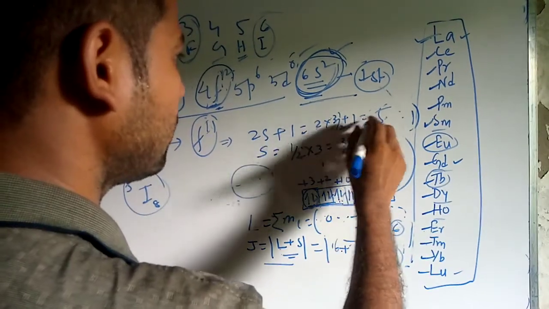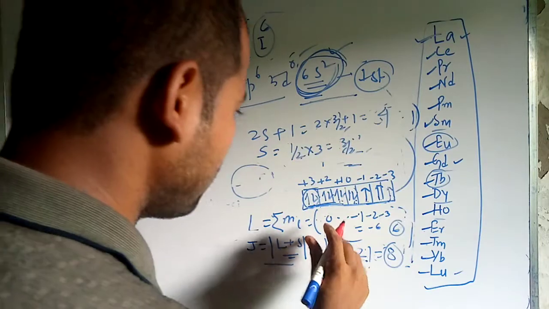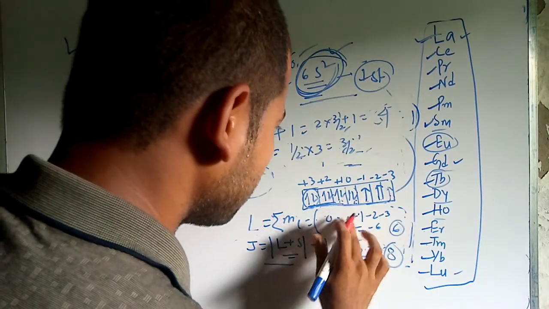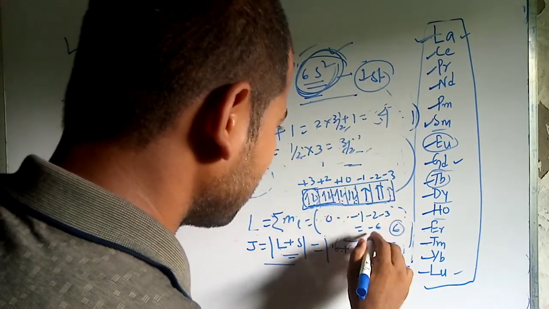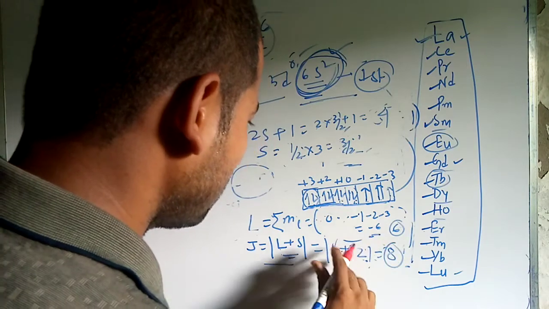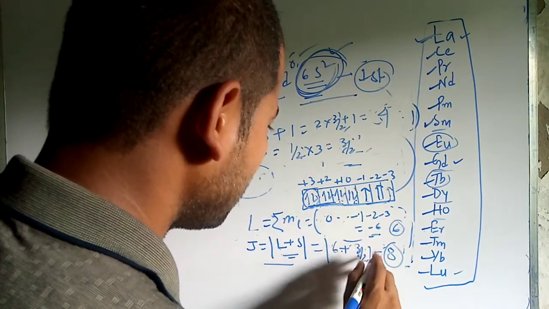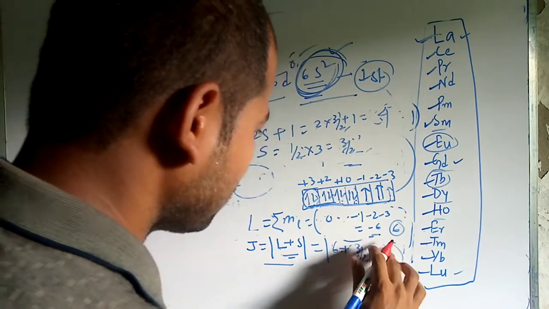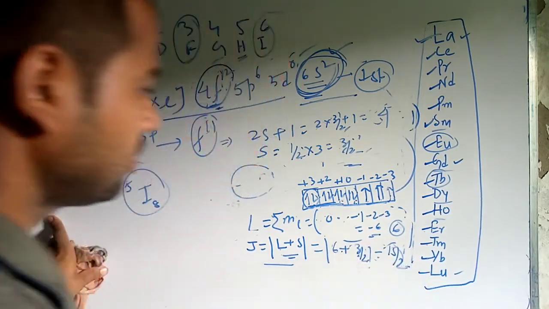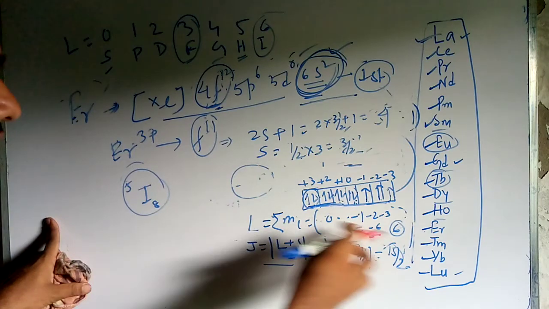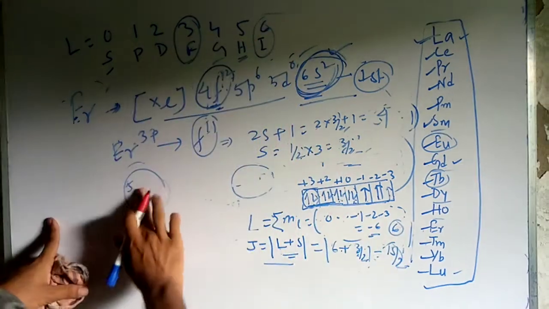This is 3 plus 1, actually 4. And which is the L value? This is minus 1, minus 2, minus 3, actually this is also 6. This is 6 and 3 by 2 spin, so 6 plus 3 by 2 gives 15 by 2. L is 6, this is actually I.